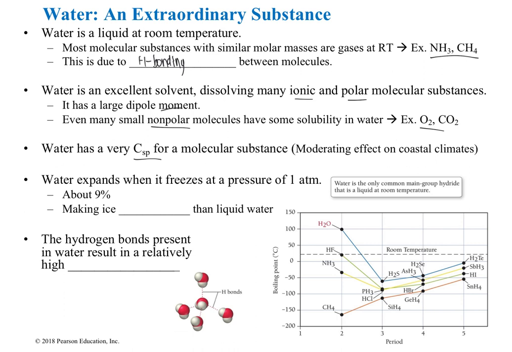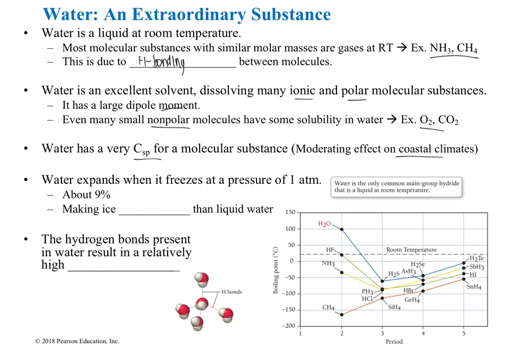It also has a very high heat capacity or specific heat for a molecular substance, which is awesome for the earth and all of the energy that we get from the sun. It helps to keep our earth fairly consistent in temperature and not have huge changes in temperature based on the sunlight.